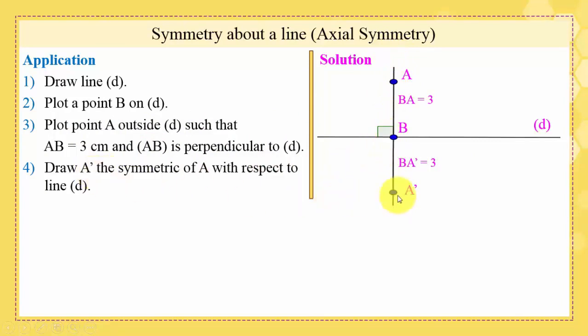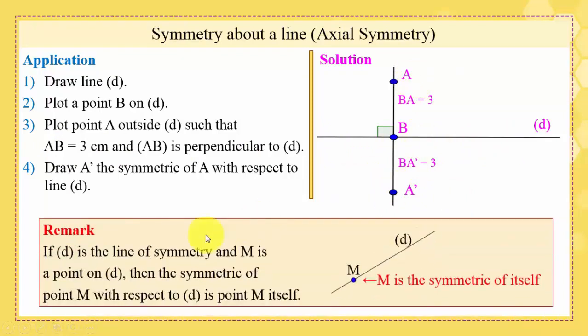4. You should draw A prime, the symmetric of A with respect to line D. To draw symmetry, you have to follow 2 steps. First step, you should draw a perpendicular from the object to the line of symmetry. Second step, you should take the same distance. First step is done in part 3. Second step, we take BA prime equal 3 cm as BA. So A prime is the symmetric of A with respect to line D.